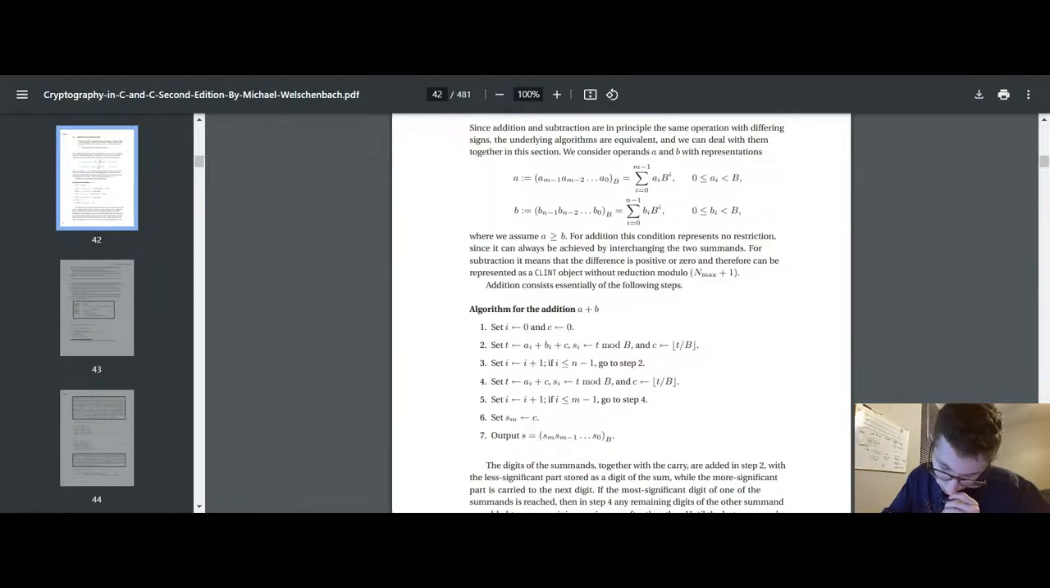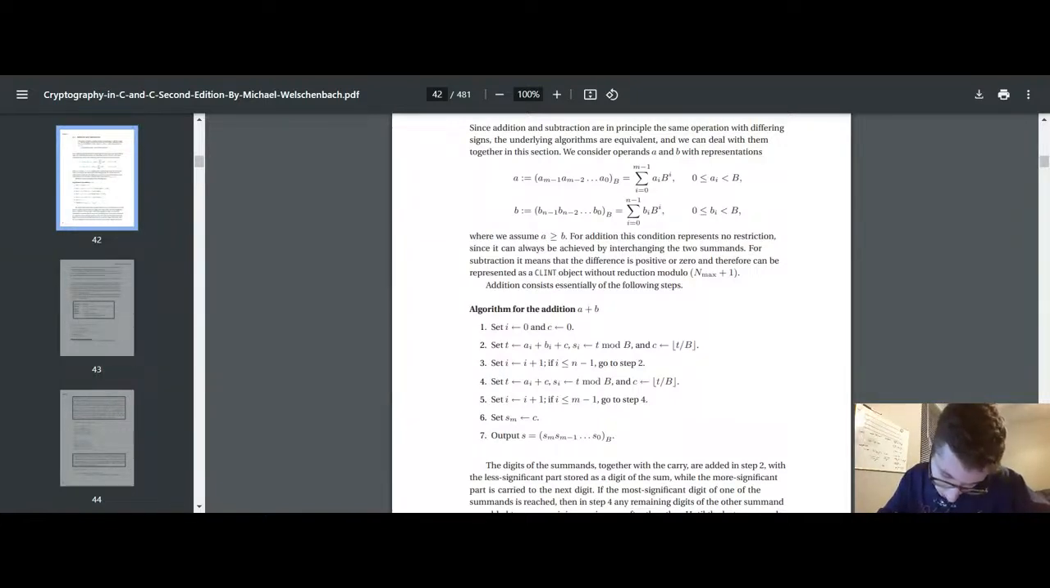So I recall that our B is equal to 10. We're working in base 10. Actually, let's do an example where we don't. Let's work in base 5. No, let's just do base 10 for now, and I'm going to modify my example. I'm going to get some carries in here. So we're going to do 1037 plus 1025.